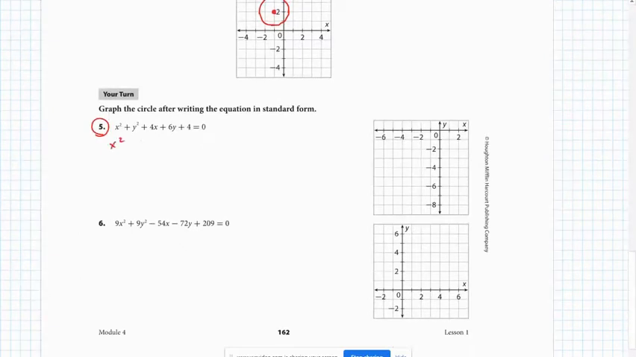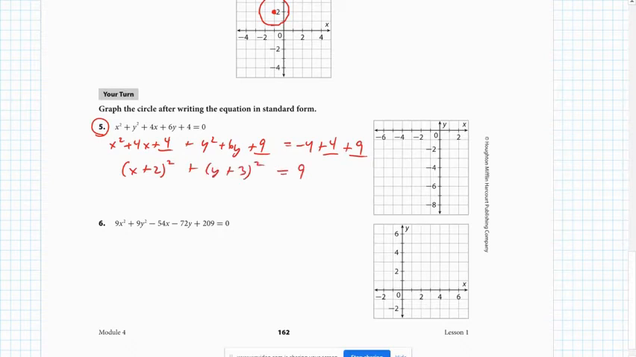So if we separate the x terms, we have x squared plus 4x plus blank. Then the y terms, y squared plus 6y plus blank equals -4 plus blank plus blank. So to complete the square here, we're going to have 4 and 4. To complete the square here, we're going to have 9 and 9. And so then that is x plus 2 squared, y plus 3 squared equals 9. And so our center is at -2, -3, and our radius is 3.